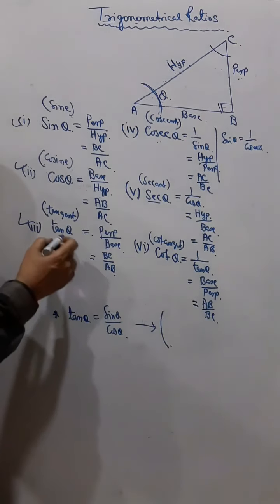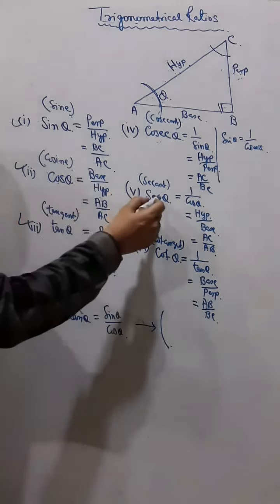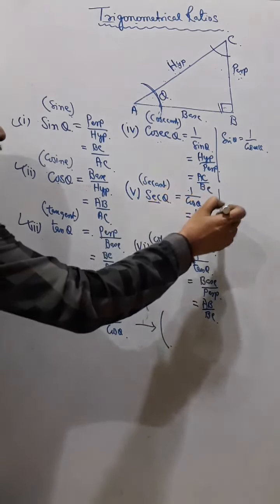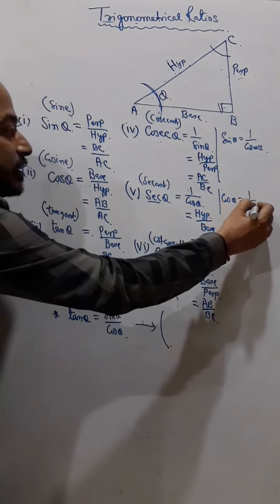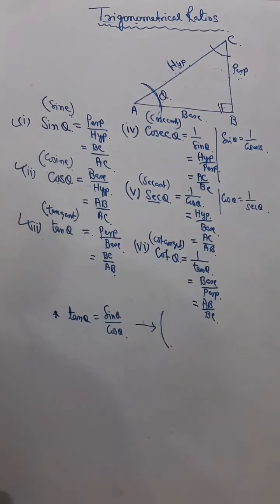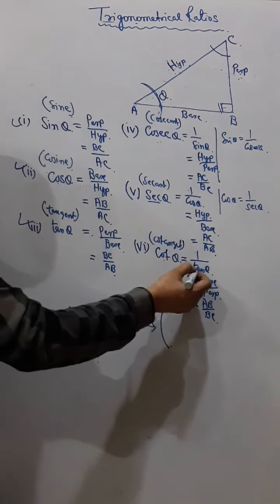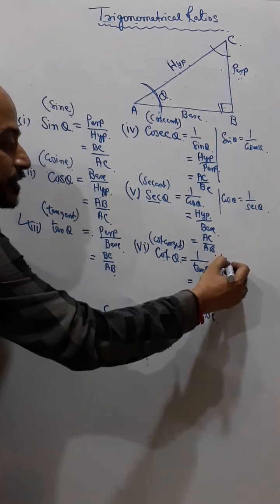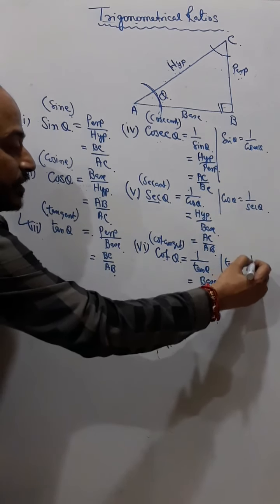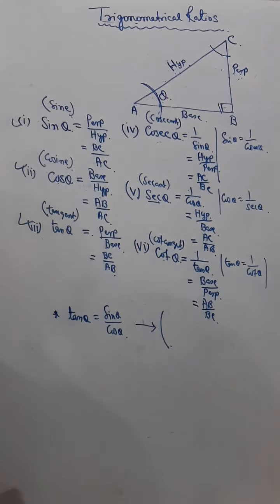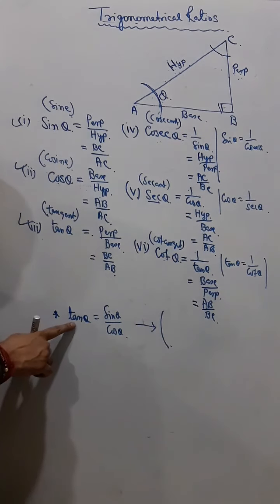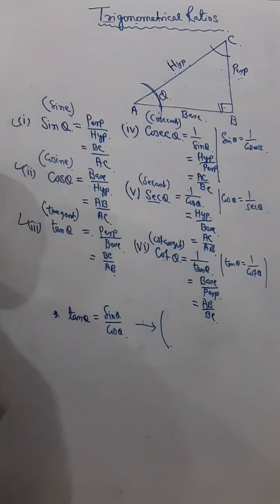So cos theta, sec theta is 1 by cos theta. That means you can also say that cos theta is 1 by sec theta. Okay, similarly cot theta is 1 by tan theta. That means you can also say that tan theta is equal to 1 by cot theta. Okay, so these are all the relations. Now similarly there is another relation, that tan theta is sin theta by cos theta.